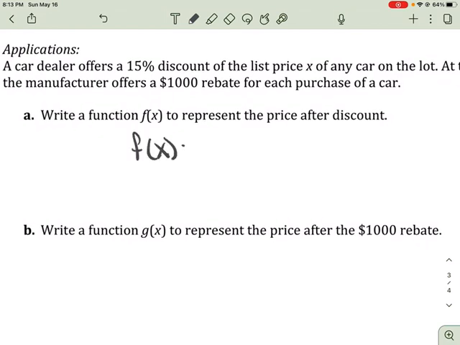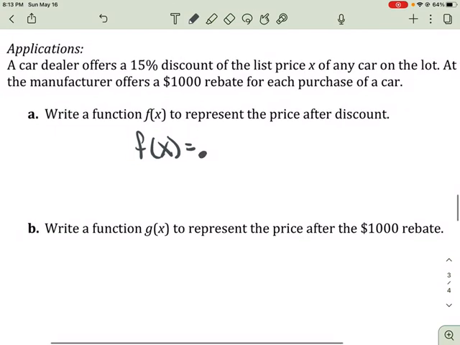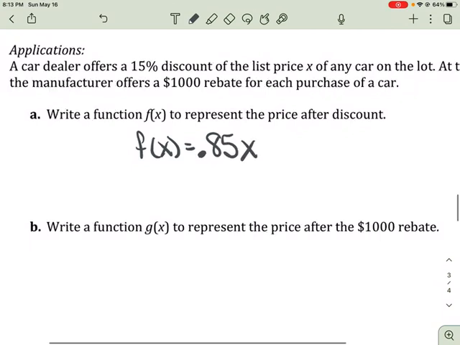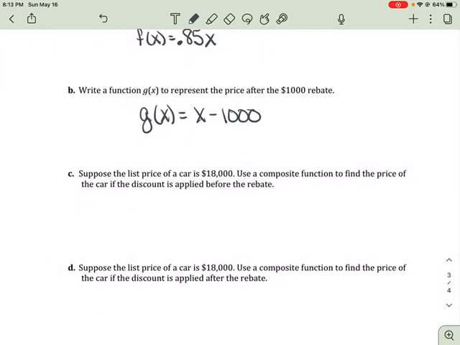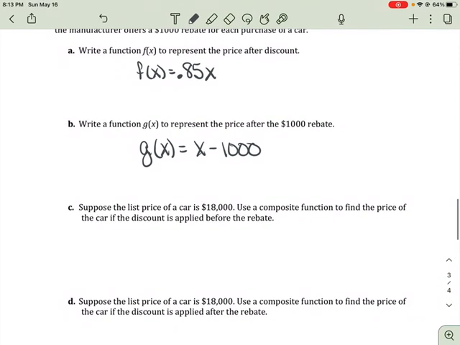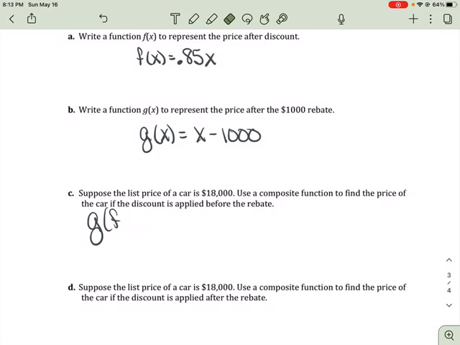All right, so let's call this f of x. So if it's 15% off, you're paying 85% of the price. 0.85 of the price. Okay, represent the price after rebate. So the price minus 1,000. All right, so let's say our price was $18,000. Use composition function to find the price of a car if the discount is applied before the rebate. So in other words, the discount is applied first. So that means g composed of f of x, of 18,000.